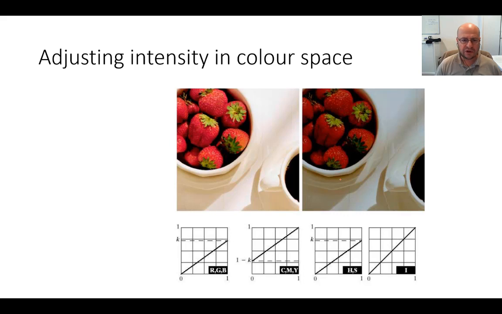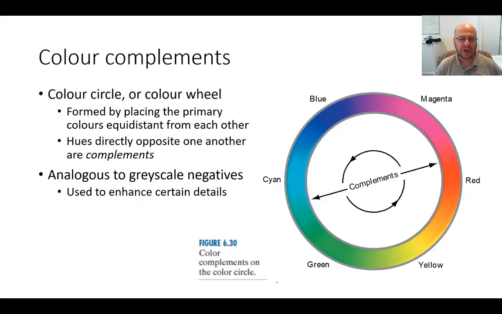This is an example of adjusting the intensity of a color image, where you obtain the same result whether you're just multiplying I or all the RGB components. And of course, if you are in a CMY space, you have to consider what kind of operation you are doing.